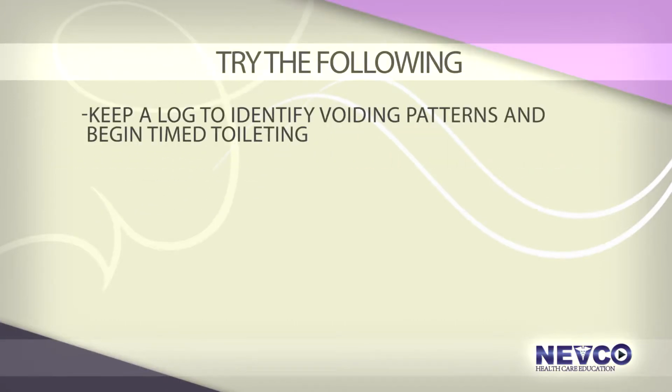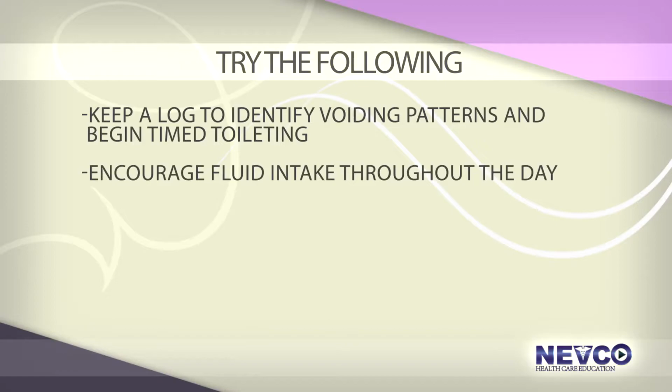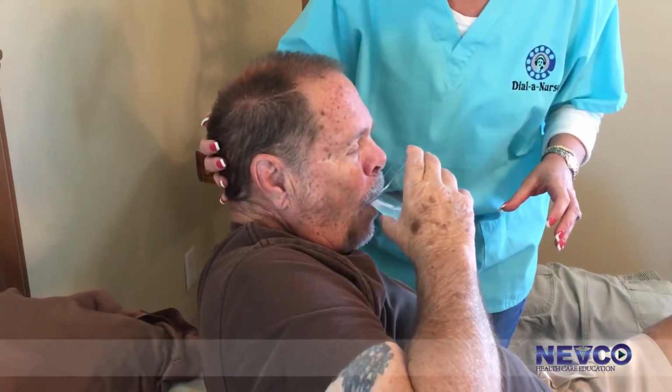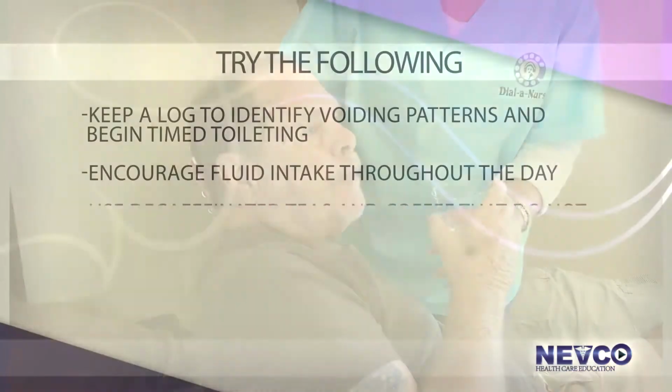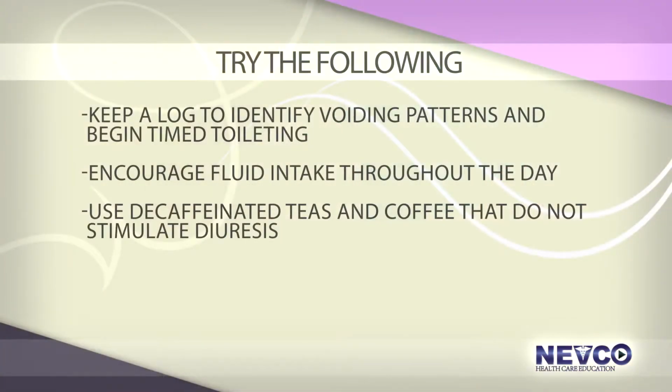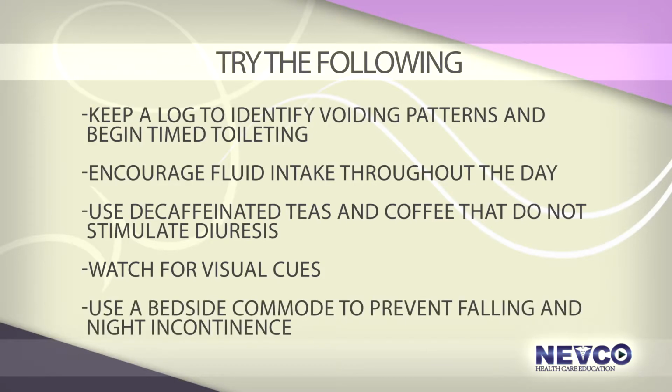Keep a log to identify voiding patterns and begin timed toileting. Encourage fluid intake throughout the day, 6 cups for good hydration. Use decaffeinated teas and coffee that do not stimulate diuresis. Watch for visual cues such as fidgeting in chair, grasping crotch area, or rubbing of the lower abdominal area. Use a bedside commode to prevent falling and night incontinence.